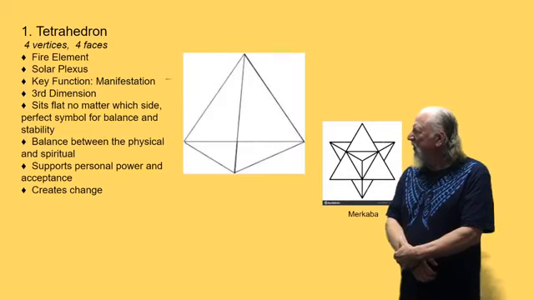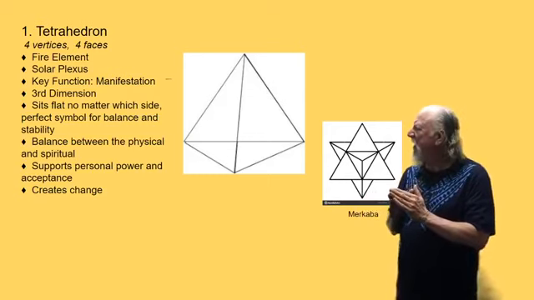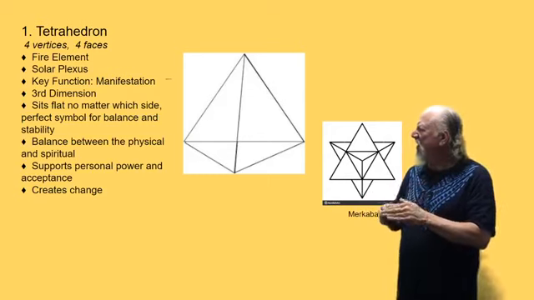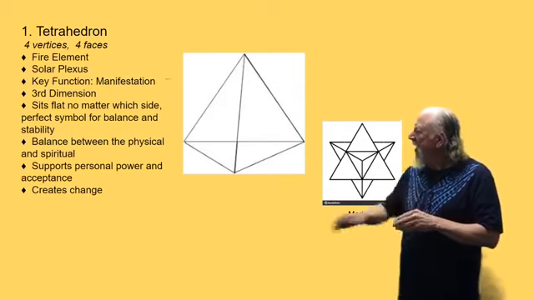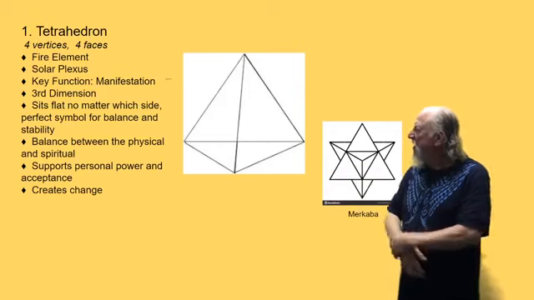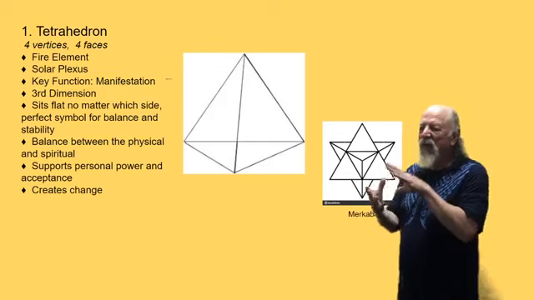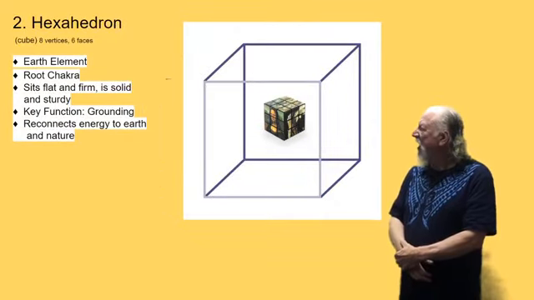And there's lots of information about each one, and not just the mathematics of it, but the more esoteric side. It's a symbol of balance, physical and spiritual, spreads personal power and acceptance, and creates change. Now, I explained earlier that the Merkaba is actually 2 tetrahedrons superimposed within one another, and not a true Platonic solid.